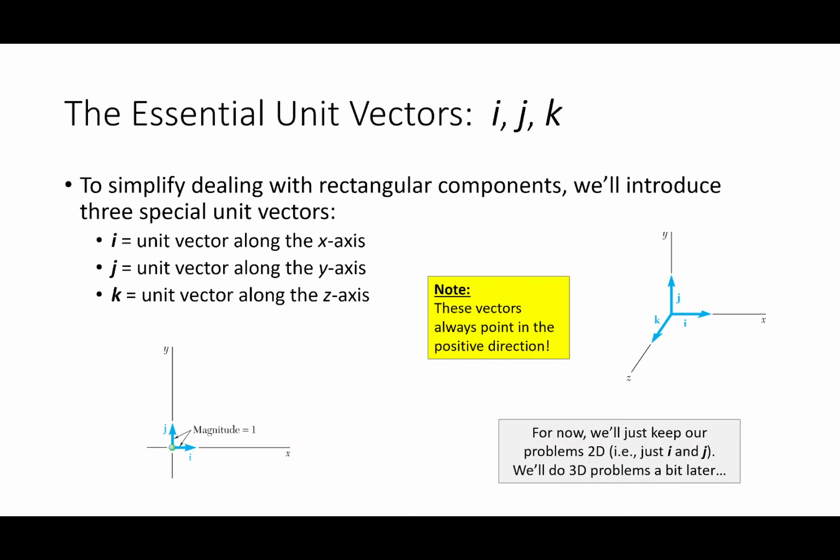Now, i, j, and k are defined in their positive direction. So if I say the i vector, it is defined along the positive x-axis. The j vector is defined along the positive y-axis. That's how we identify their base direction.